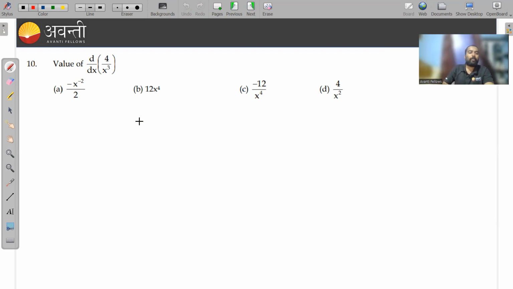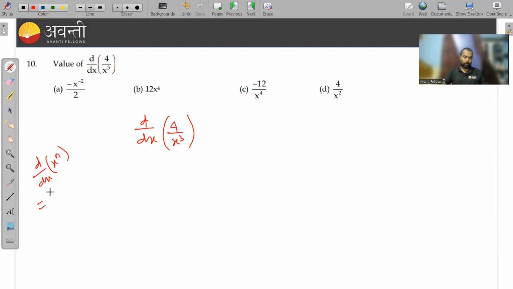Question here, it is asking to find the differentiation of 4 upon x cube. So here we'll use the power rule. What is the power rule? d by dx of x to the power n. When we are differentiating x to the power n with respect to x, it will give you n into x to the power n minus 1, right?